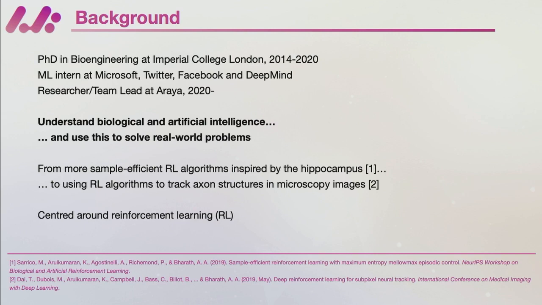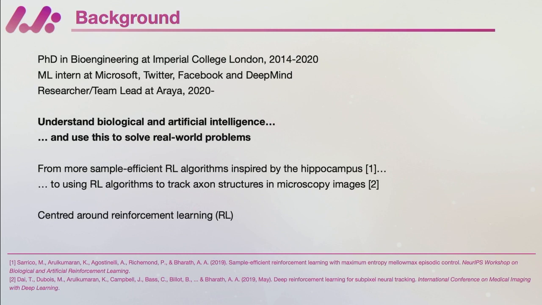So I'll give a quick background. I'm a little different from most of the people here. Actually, I have a background in AI, and I'm interested in contributing to neuroscience research. I did my PhD in bioengineering at Imperial College London, finished in 2020. While I was there, I was doing internships at Microsoft, Twitter, Facebook, and DeepMind, where I got to experience some of the best AI research labs in the world. And then I joined ARAYA in 2020 as a researcher and then eventually as a team lead.